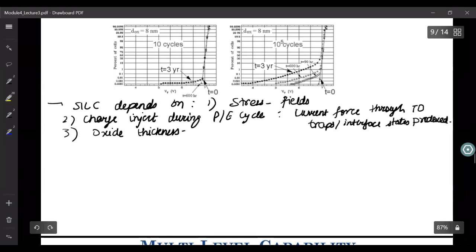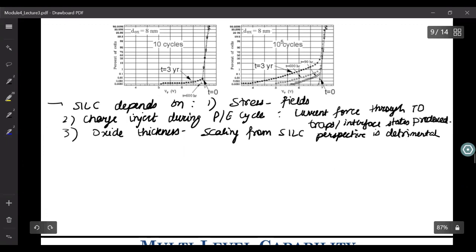So the thinner the oxide, the larger the number of traps that will be produced, because it will see a higher electric field. So scaling from SILC perspective is detrimental. Or scaling is kind of detrimental from SILC perspective. As you scale the oxide thickness, your SILC will increase.